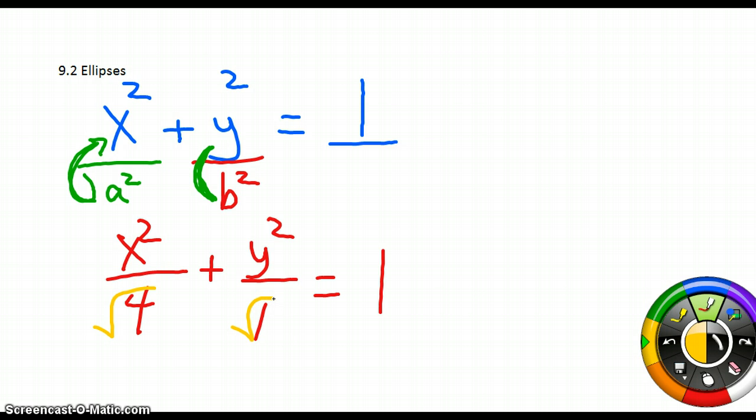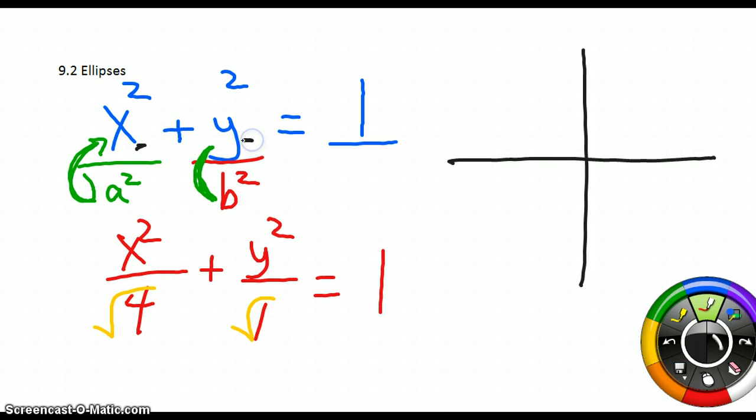So let me just draw you a quick little sketch over here. And you want to draw with me. So again, like the circle, we have no values with x and y, so we'll have a center at 0, 0. And since this number underneath the x is 4, this tells us to move in the x direction 2. So we'll move 1, 2. This will give us a vertice. We'll move 2 in the other direction. This will give us another vertice.